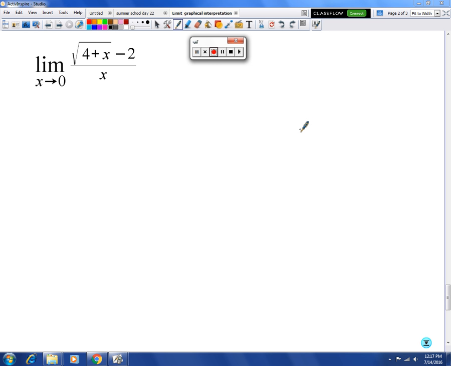Okay, in this video I'm going to show you how to find limits by working with what's called a conjugate. Now, this type of limit we don't see a whole lot, but when we do see it, we want to do it well.